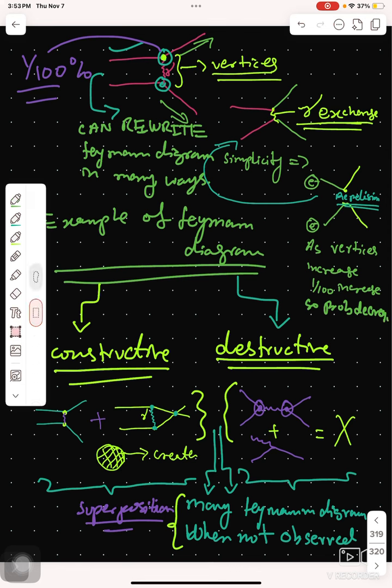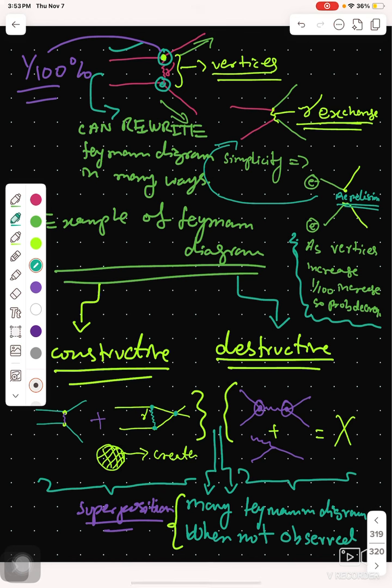And that's one of the important simplicities of Feynman diagrams. We know that as we increase the complexity of the diagram, that is, the vertices, the probability of that certain thing decreases. So this reduces the answer to simplicity, because we don't have to look at complex Feynman diagrams. We can focus only on the simple ones and get our preferred answer.